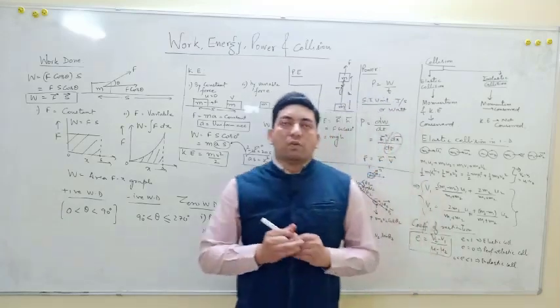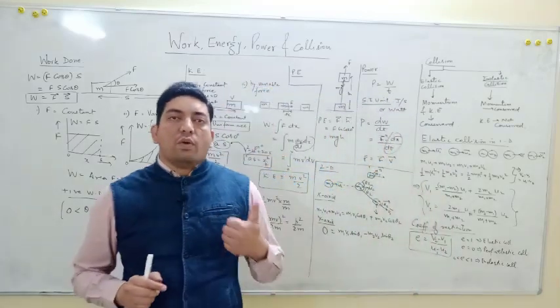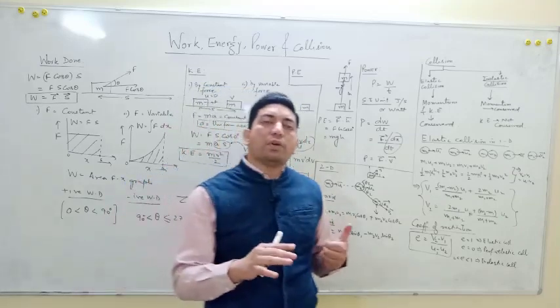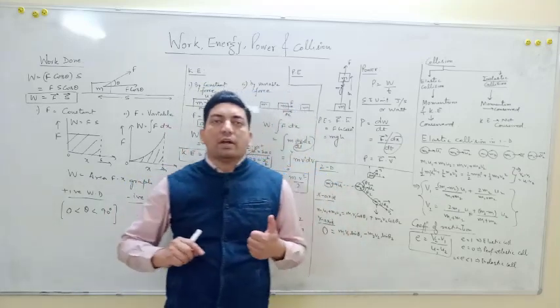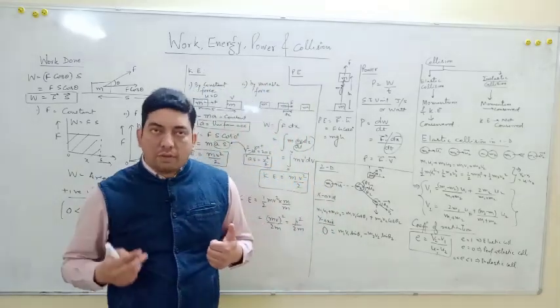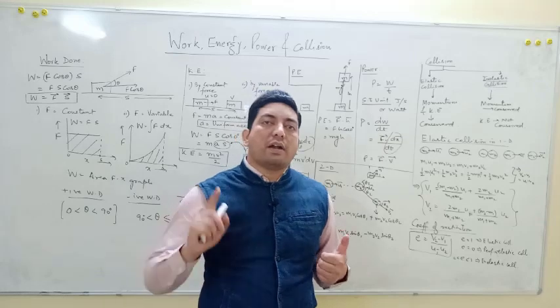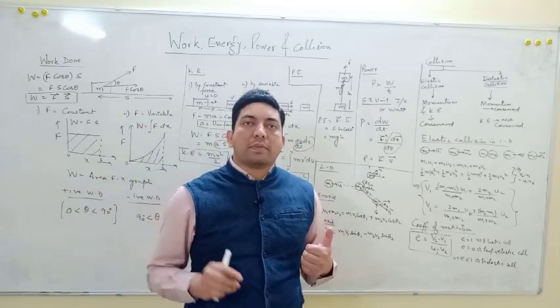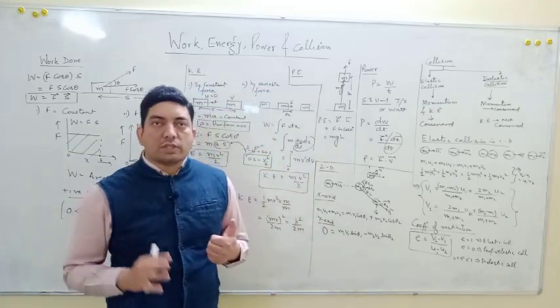So in this chapter, work, energy, power and collision, what do you understand by work? Work is said to be done if there is a component of force in the direction of displacement. There could be positive work, negative work, or zero work done. Area under the force displacement graph always gives you work done. Constant force, variable force, it doesn't matter. Area under the force displacement graph gives us work done.